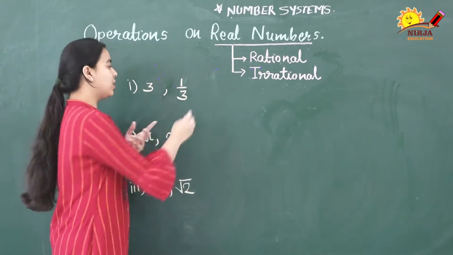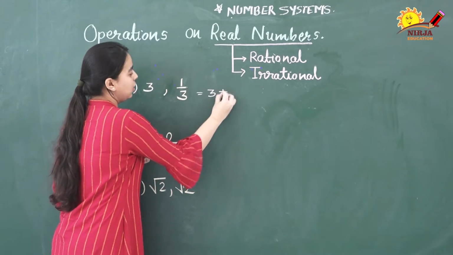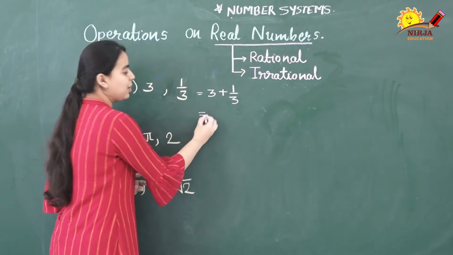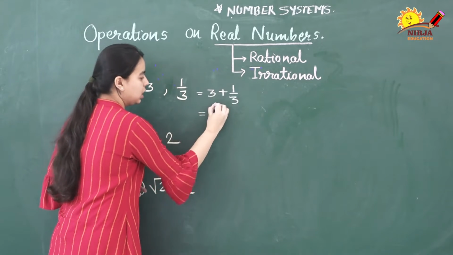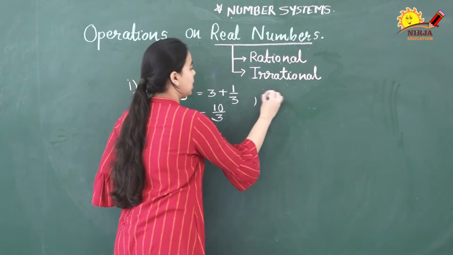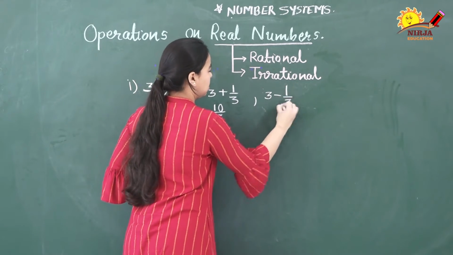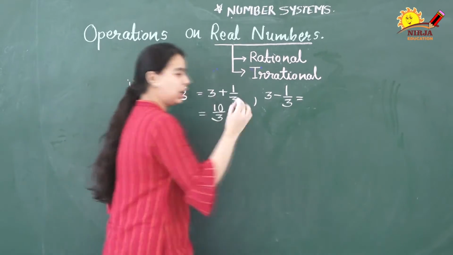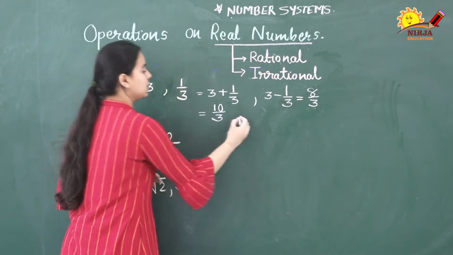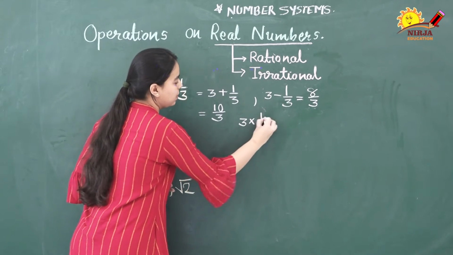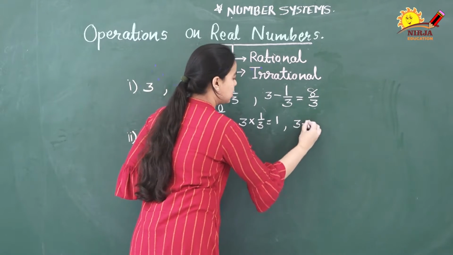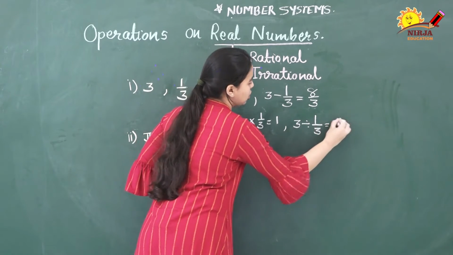Now let's perform addition first on these. 3 plus 1 upon 3, and I am going to get 9 plus 1, 10 by 3. Okay. Now let's do subtraction as well. Then I am going to get 8 by 3. If I multiply 3 by 1 by 3, I am going to get 1. If I divide this, I am going to get 9.